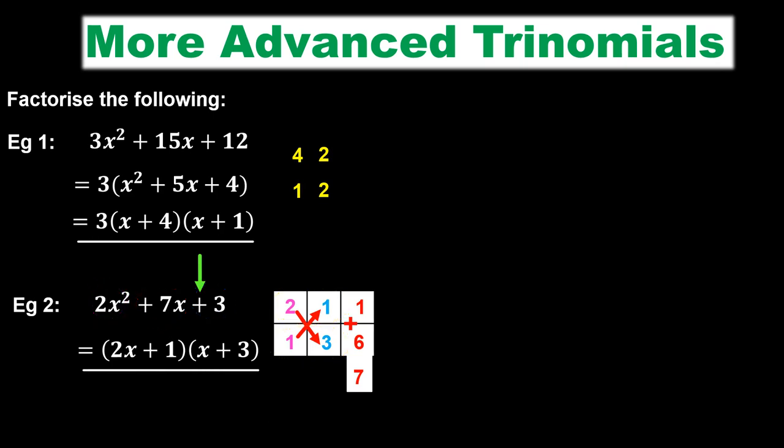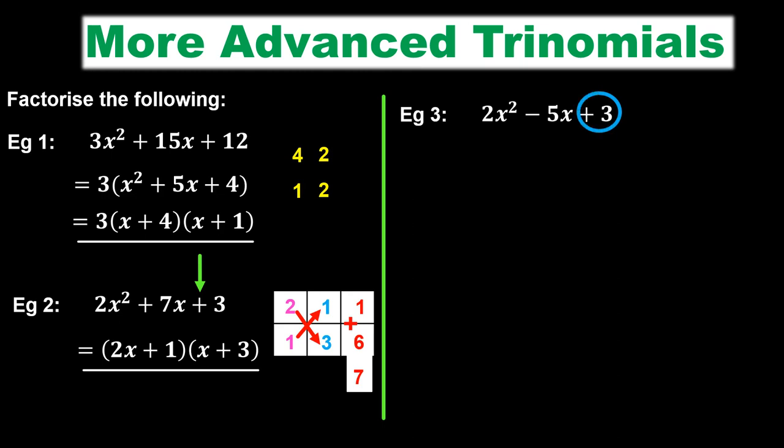Let's try a few more. 2x squared minus 5x plus 3. Again, I cannot take out 2 as a common factor, so we'll need our factors of 3, which are 3 and 1, or 1 and 3. And our factors of 2, which will be 2 and 1. Now, should I put the 2 on top or the 1 on top?